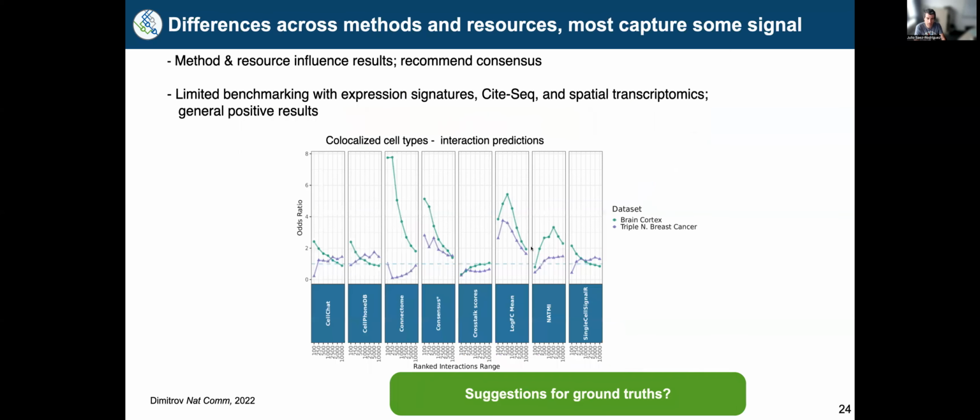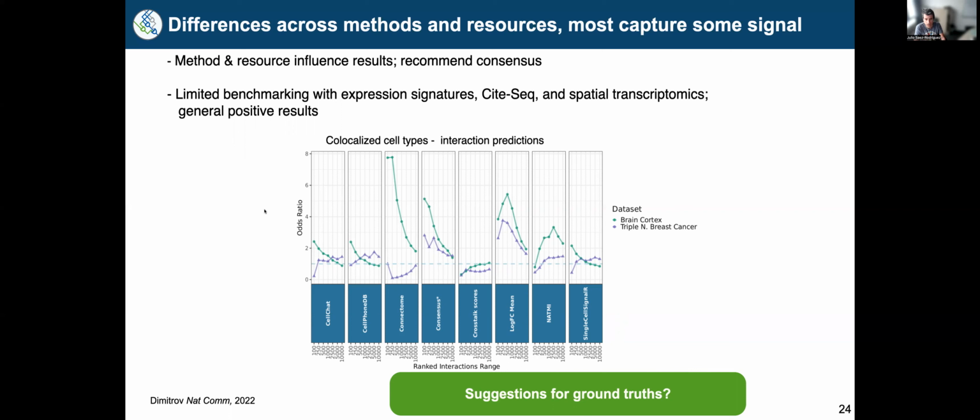And because there are so many methods, we tried to see how they perform. First, we found in several cases that both the method and the underlying resource we use can influence the results. And for this reason, we recommend to use a consensus of different methods. And second, we tried to really benchmark, and we struggled to find really definitive ground truths. So cases where we know that two cells are really communicating and you have single-cell RNA data for them. And because we couldn't find it, and this is something that if anyone has good ideas, we're happy to discuss, what we could do is indirect benchmarks.